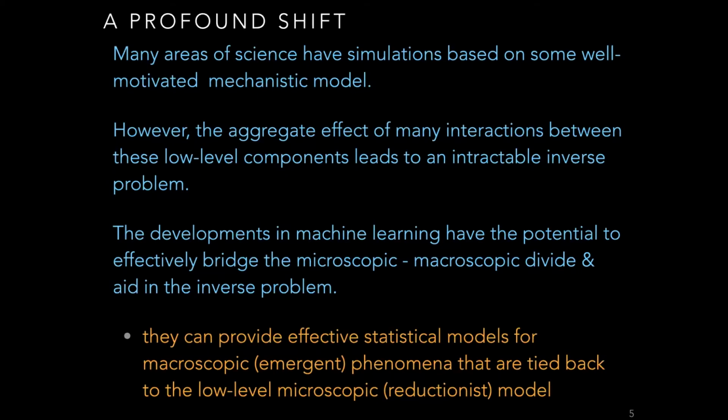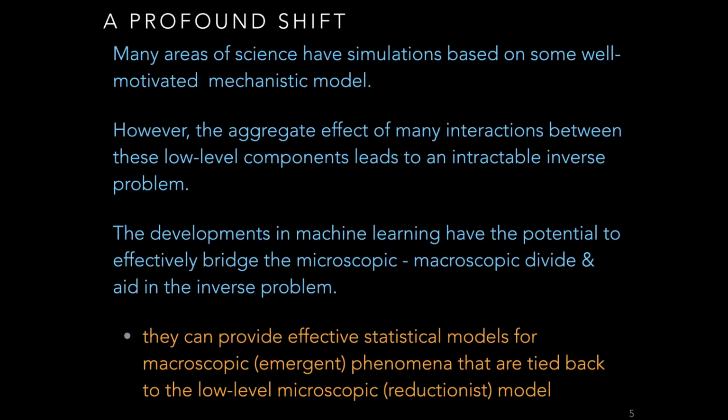What I'm pretty excited about is that, given how omnipresent these simulators are, and given this common difficulty that the interaction of all these low-level components inside your simulator leads to some sort of intractable inverse problem, the developments in machine learning are really giving us the potential to effectively bridge the microscopic-macroscopic divide: between what's happening microscopically in the simulator and the parameters you're using to describe that mechanistic model, and the macroscopic phenomena that you're observing directly.